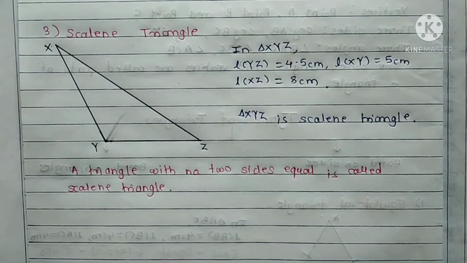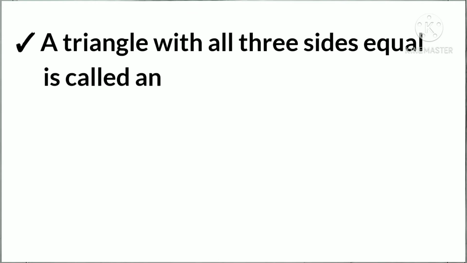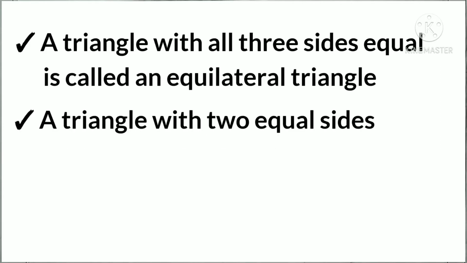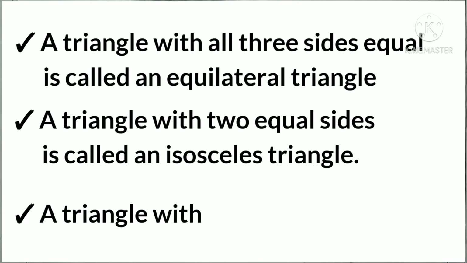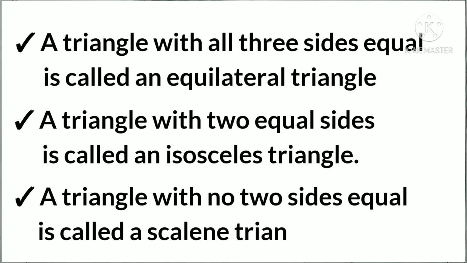Here we learn types of triangles based on sides. First type is equilateral triangle. A triangle with all three sides equal is called an equilateral triangle. Second type is isosceles triangle, a triangle with two equal sides is called an isosceles triangle. And third type is scalene triangle. A triangle with no two sides equal is called a scalene triangle. These are the types of triangles based on sides.